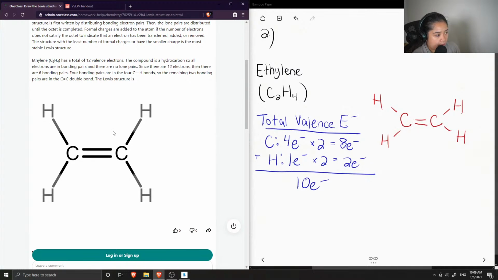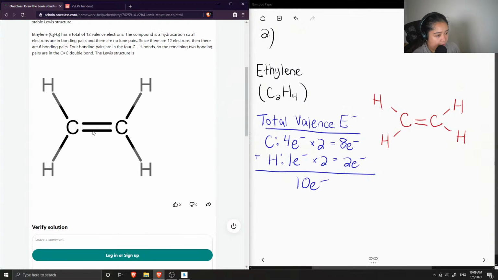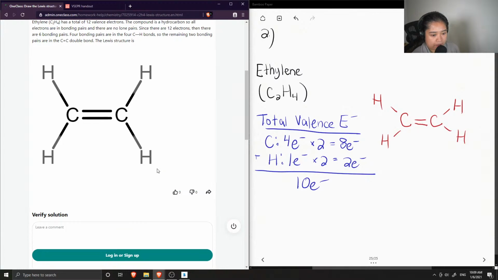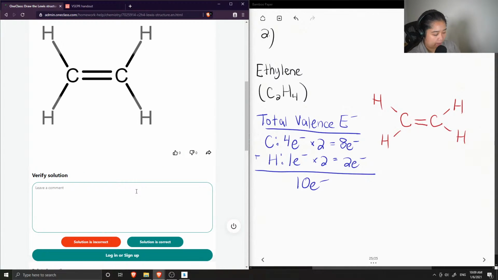Okay, so let's see the Lewis structure that they have. We have the carbons that now have a full octet with a double bond, and all of the hydrogens are attached as single bonds. So this solution is correct.